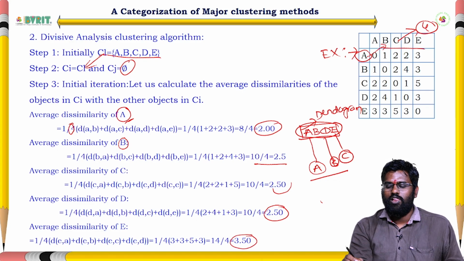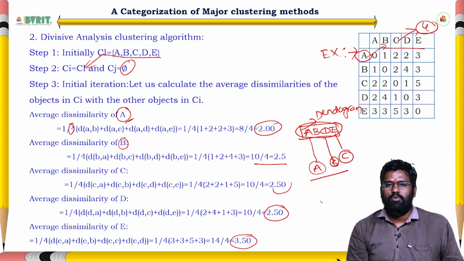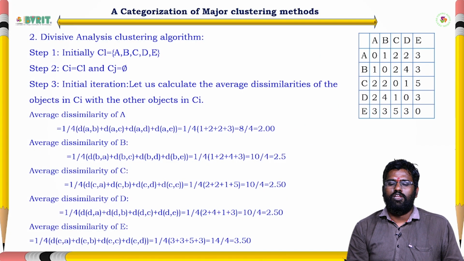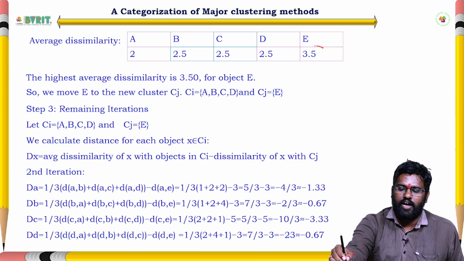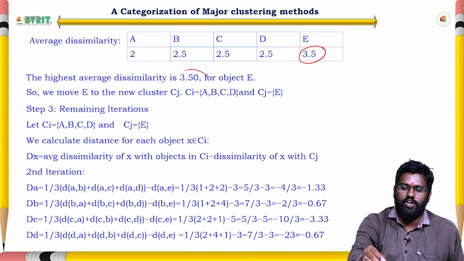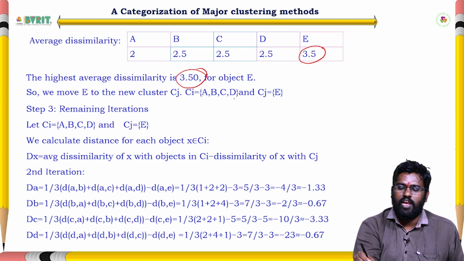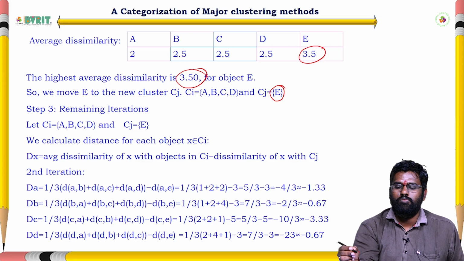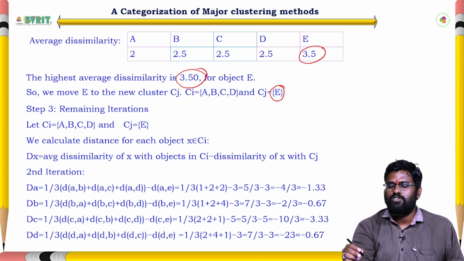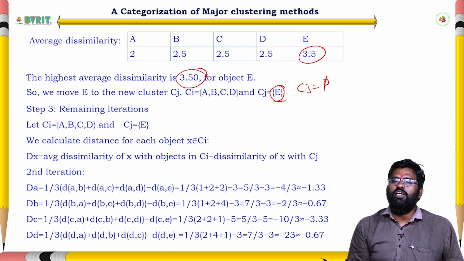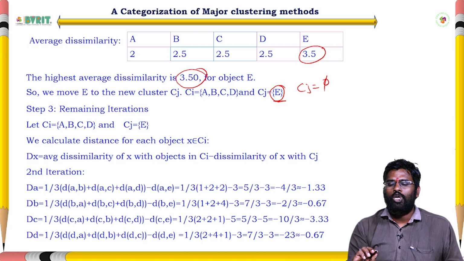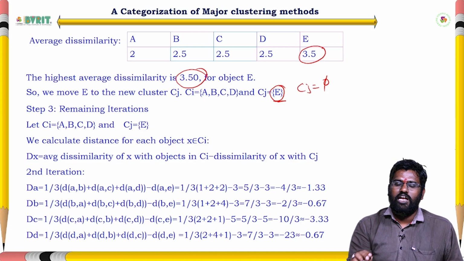Out of all these values, we need to consider the one with the maximum value, which is 3.50. Now actually in Ci we have A, B, C, D, but E has the highest dissimilarity, so we move it into Cj. In the starting we took the Cj value as phi. Now we replace the Cj value with E. Why? Because E has the highest average dissimilarity compared to all other values. That's why we are moving E into this one.